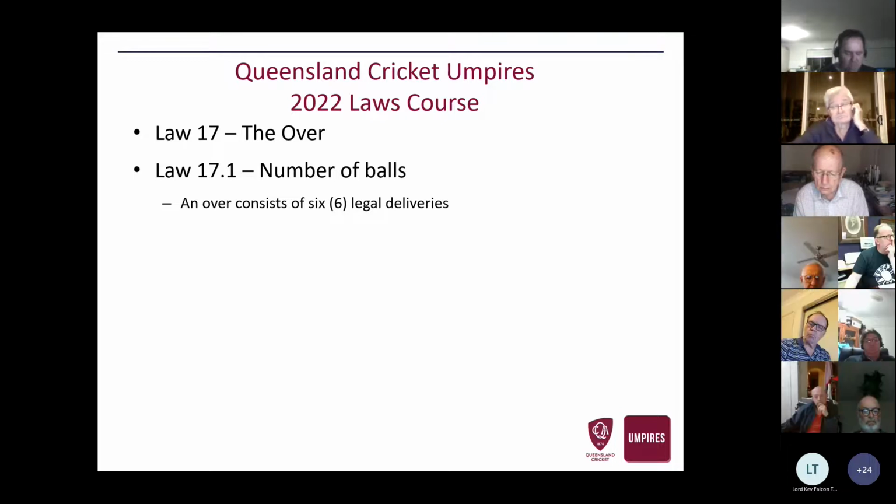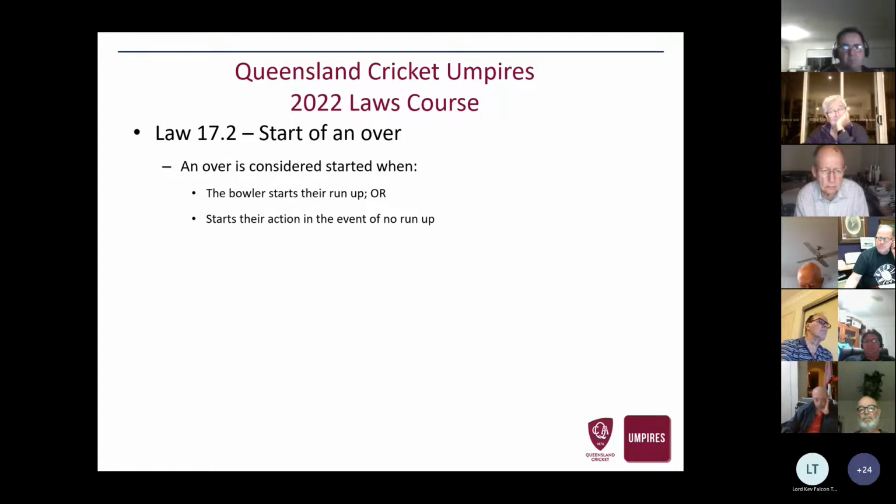All right, we'll move on to Law 17, which is all about the over. Now, I know a lot of us have trouble counting to 6, but an over does consist of 6 legal deliveries. And an over starts, or is considered started, when the bowler starts their run-up, or starts their action in the event of them not having a run-up.